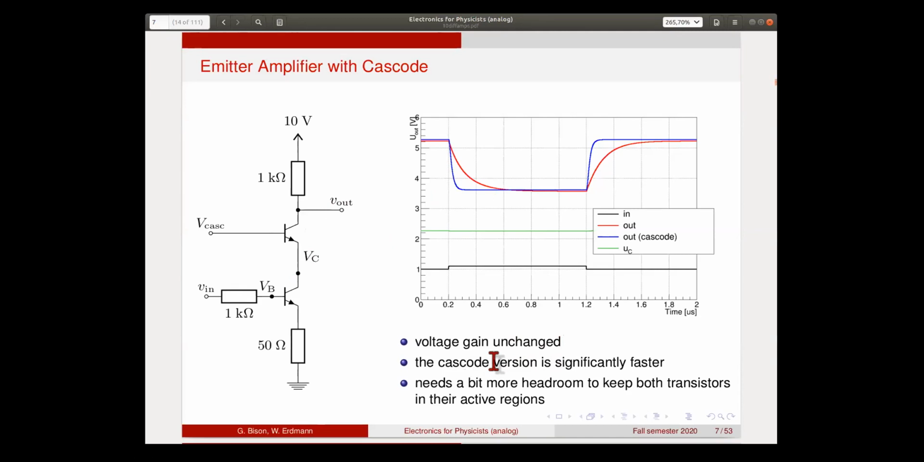without the cascode. So the only disadvantage of this is that the circuit needs a little more headroom. So you cannot go as far down with the output as you could without the cascode, because you need to keep both transistors in the active region. So the output can never go well below the cascode potential here.